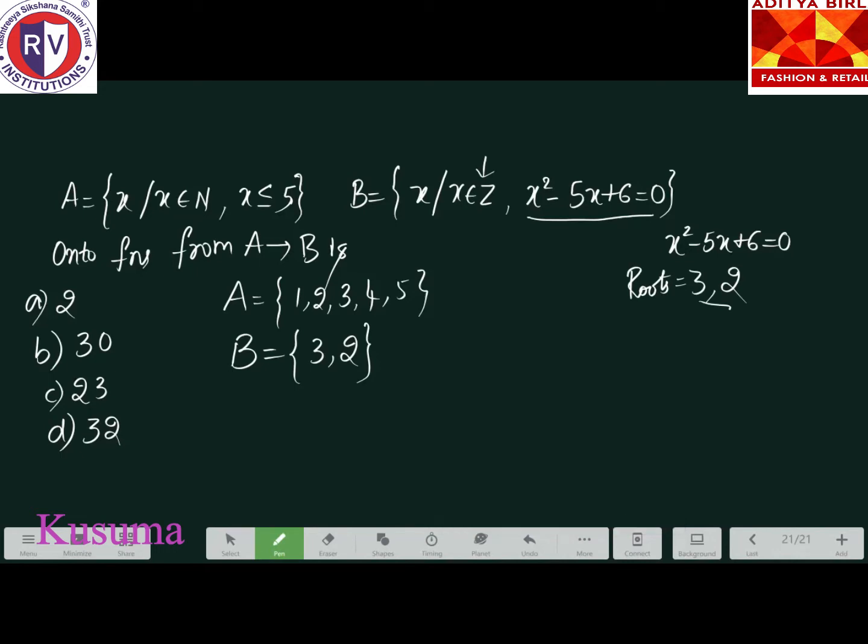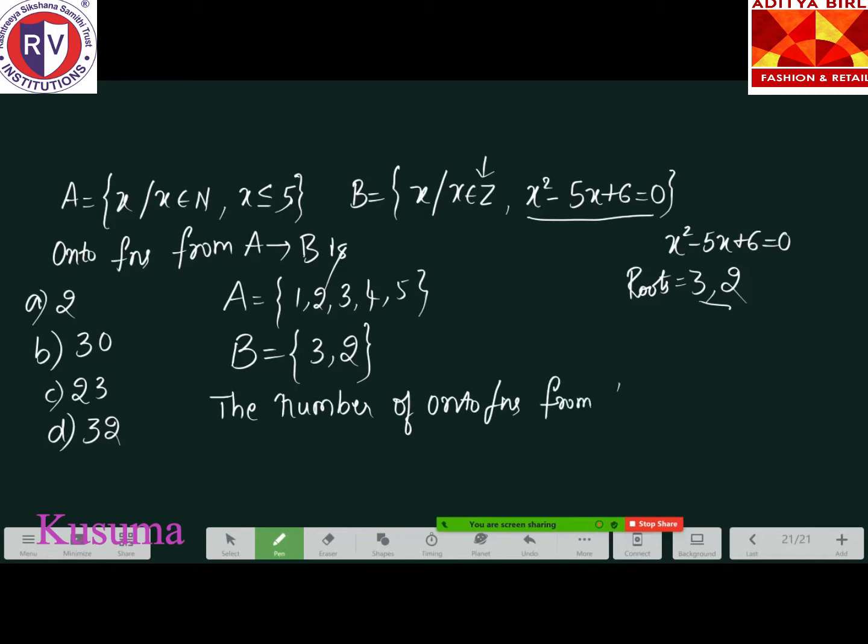Okay. Remember a thing: if you remember the number of onto functions from A to B, where B must have only 2 elements, it will be easy for you to solve problems like this. That is, A can have any number of elements and B has only 2 elements. That is, n of B must be 2.